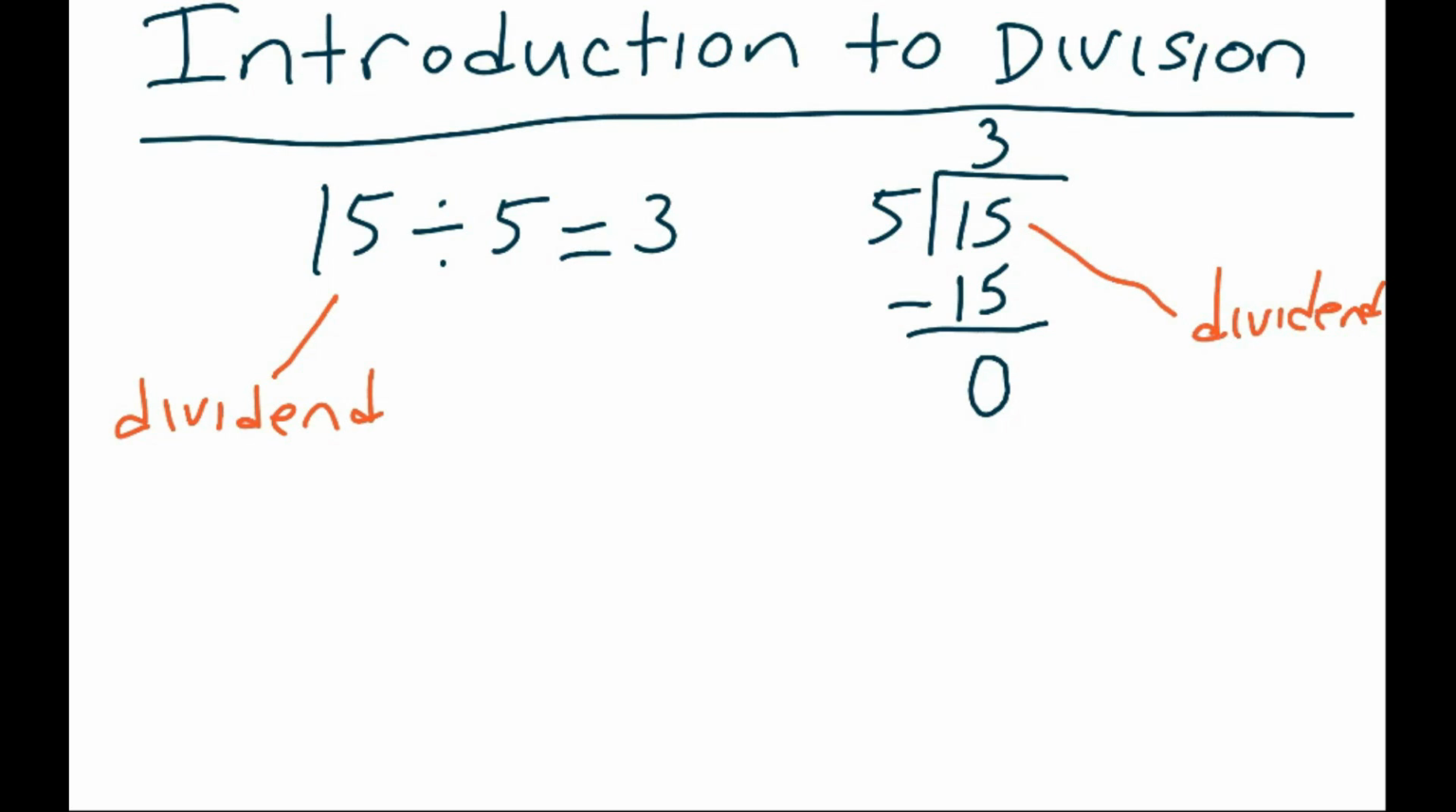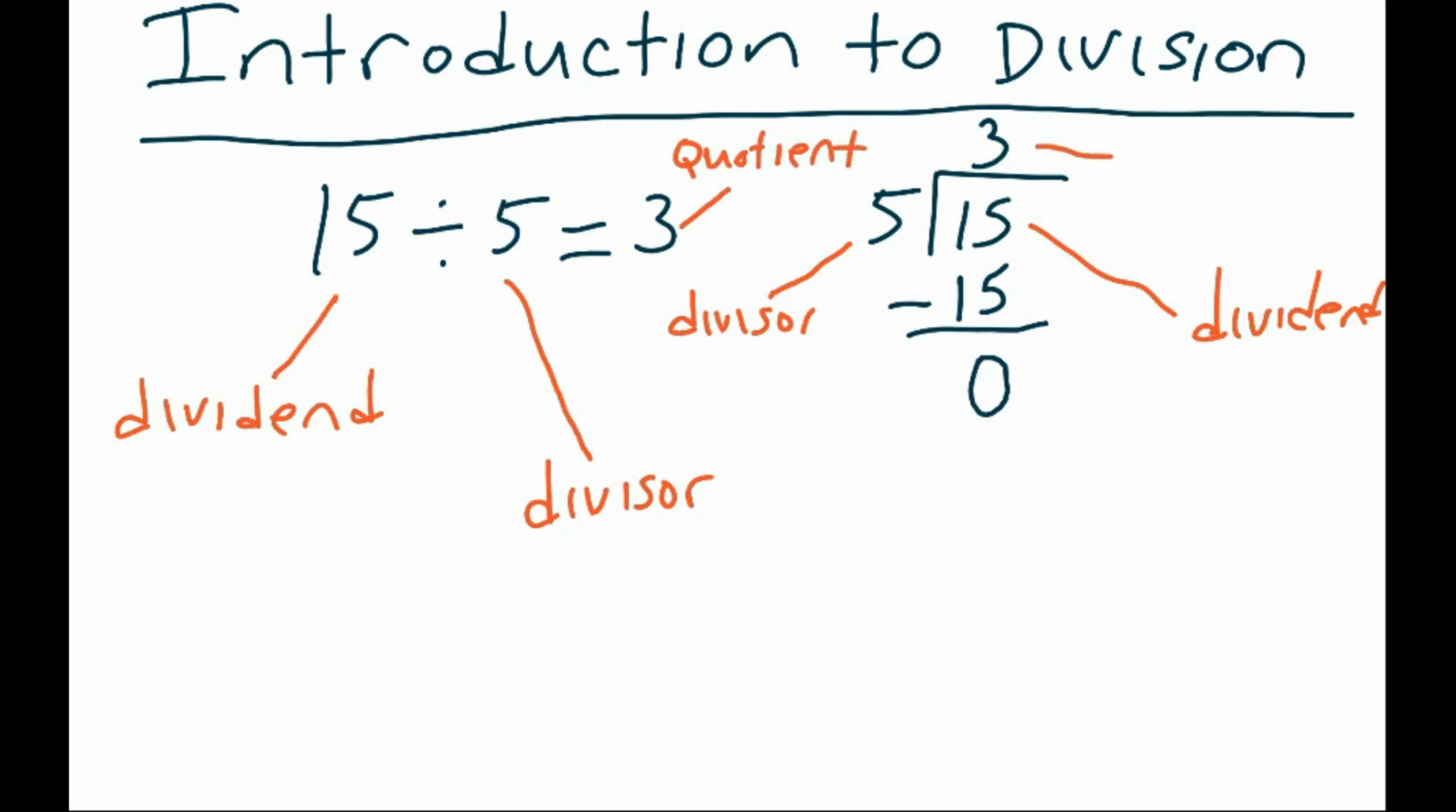Number 5 is the number that was dividing into 15. The number we're using to divide is called the divisor. The number 5 is known as a divisor. The terms are the same for both division formats. The number 3 was our answer, better known as the quotient. The answer to a division problem is called the quotient.